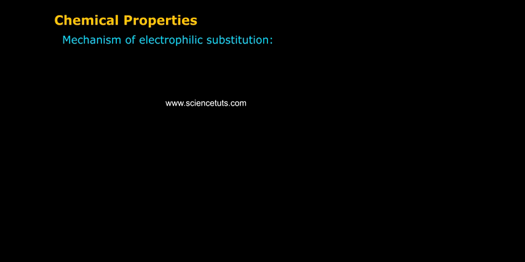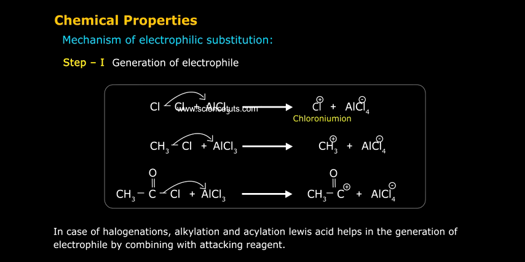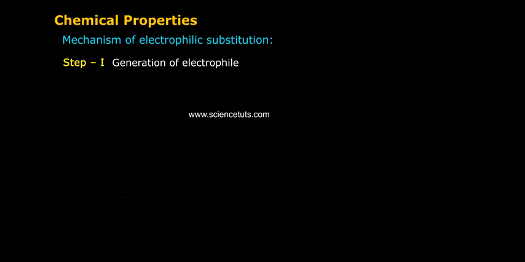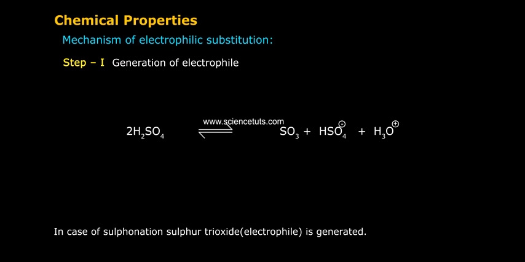Mechanism of electrophilic substitution. The mechanism involves three steps. Step 1, generation of the electrophile. In the case of halogenation, alkylation and acylation, the Lewis acid helps in the generation of the electrophile by combining with the attacking reagent. In the case of nitration, the electrophile nitronium ion NO2+ is produced by transfer of a proton from sulfuric acid to nitric acid. In the case of sulfonation, the sulfur trioxide electrophile is generated.